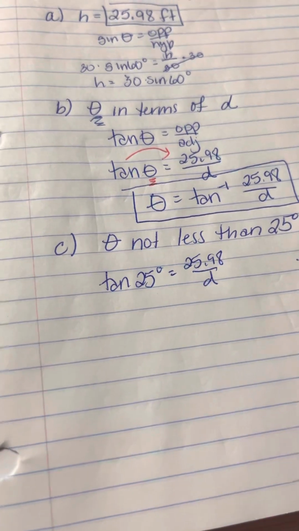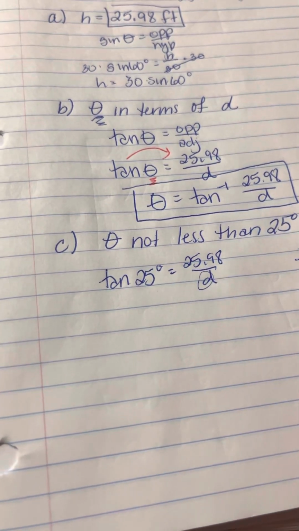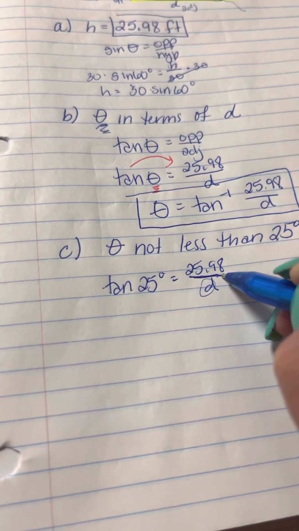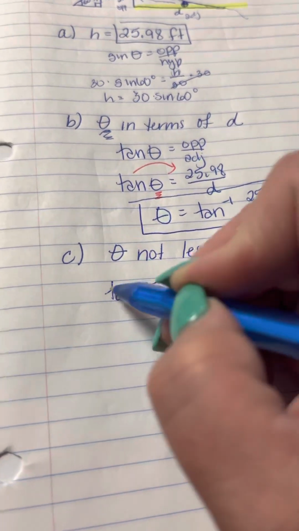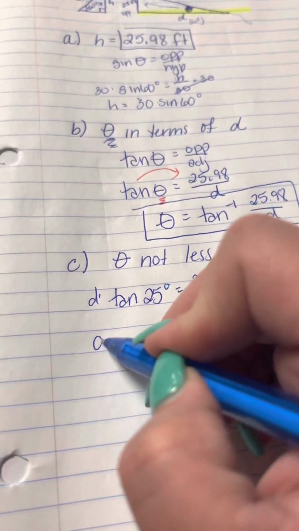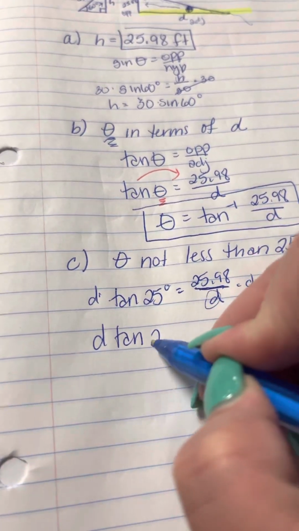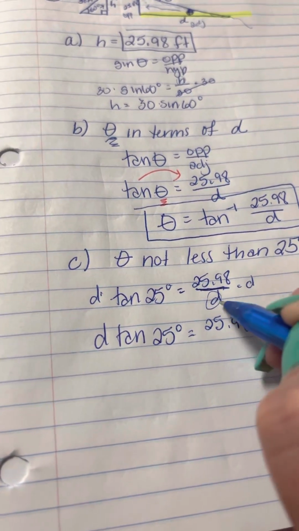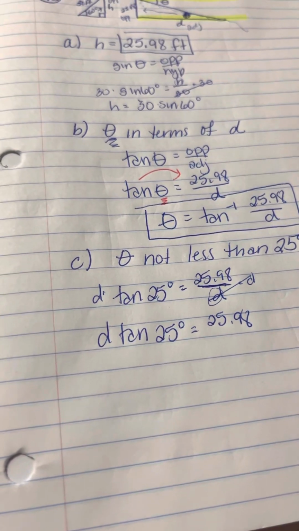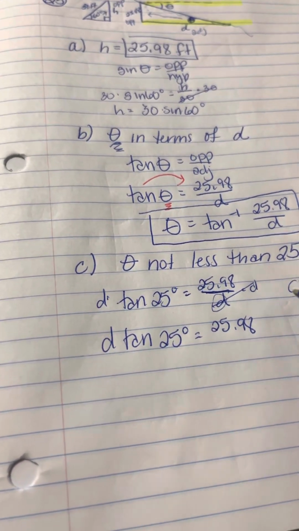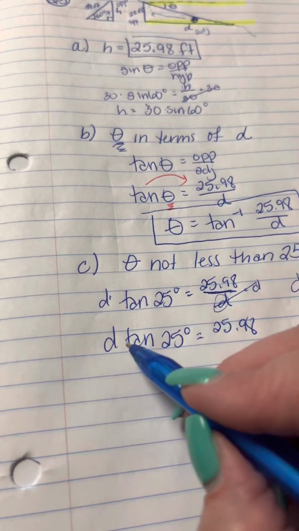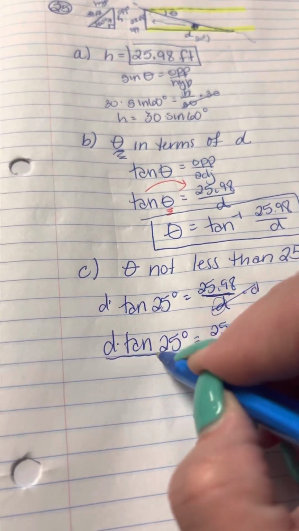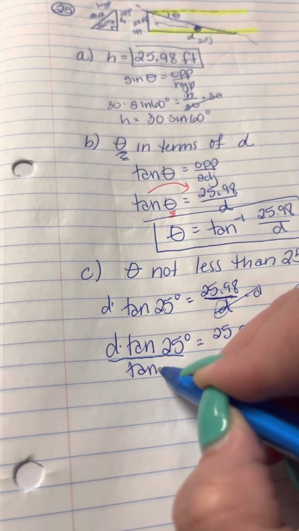So again, I've got to look at this. There's D. It's trapped in my denominator, so I have to get it out of the denominator by undoing this division. So I'm going to multiply both sides by D. So I have D times the tangent of 25 degrees equals 25.98, because the D's canceled. And then I step back and look at that, and now I need to get D by itself, which is attached to the tangent of 25 by multiplication. So I'm going to divide by the tangent of 25.